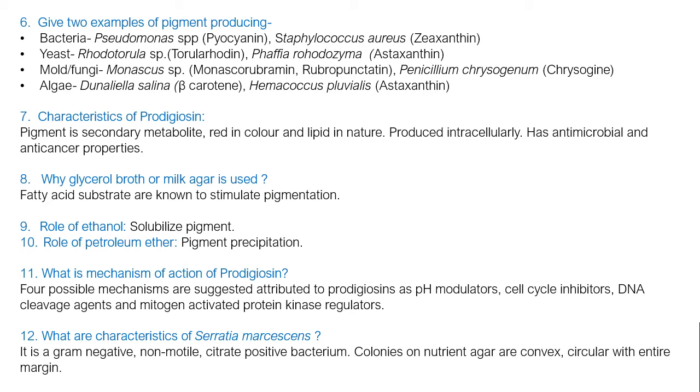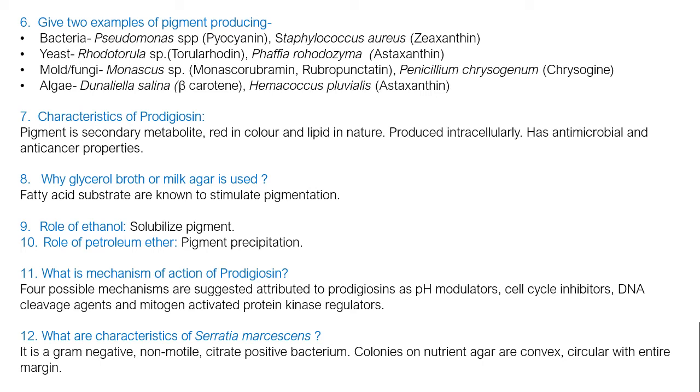Then next is what is the mechanism of action of prodigiosin? So according to the research, there are four possible mechanisms which are suggested attributed to the prodigiosins: pH modulators, then cell cycle inhibitors, DNA cleavage agents, and mitogen activated protein kinase regulators. Okay, so these are some mechanism of actions of this pigment.